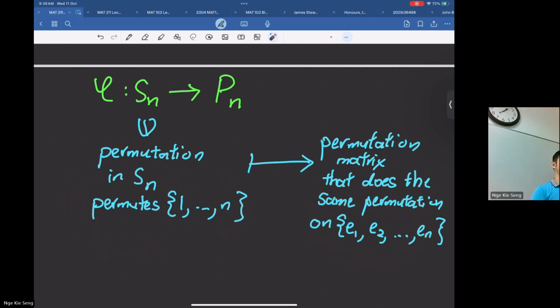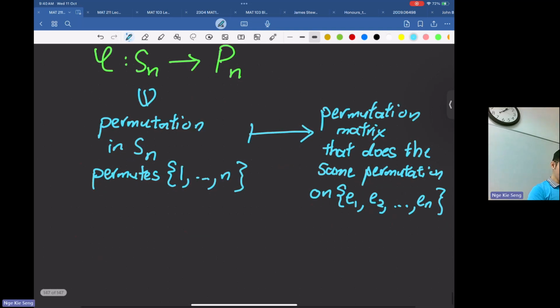Okay, can you remember now? There are two conventions for a matrix: either row vectors times a matrix, or a matrix times a column vector. So how does my matrix act on E1, E2, E3 up to En? We use the matrix and column vector convention. So this process here, let's say we call it phi.